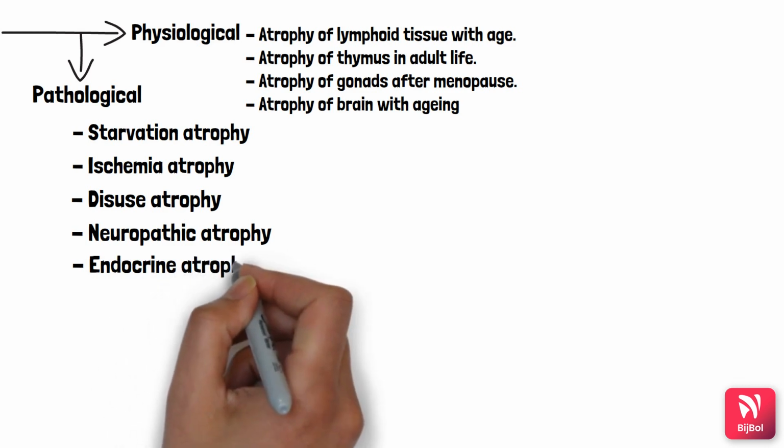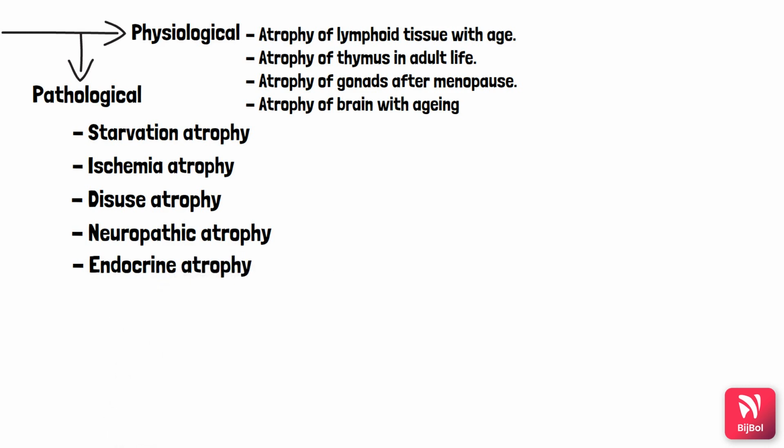This interruption in nerve supply is seen in poliomyelitis, motor neuron disease and nerve sections. Next is endocrine atrophy, wherein because of the loss of endocrine stimulation, there will be decreased metabolic activity. As there is no metabolic activity, there will be no functioning of the organs, resulting in atrophy again.